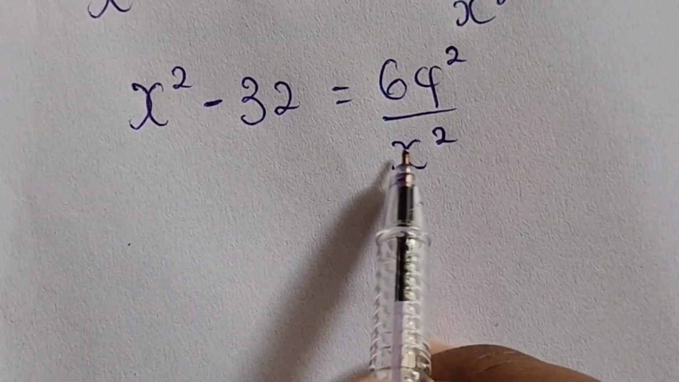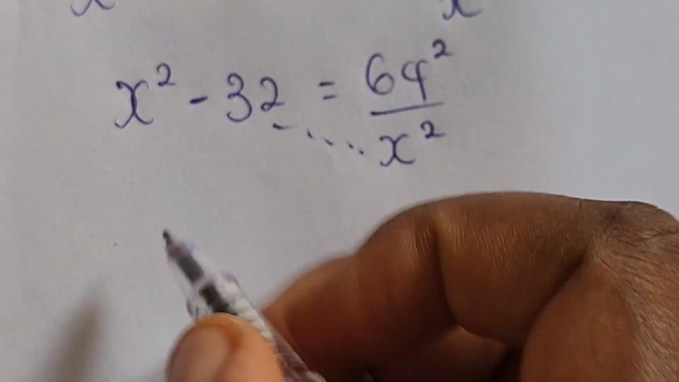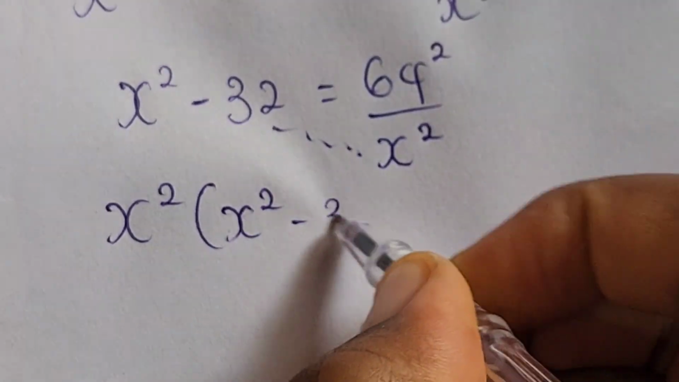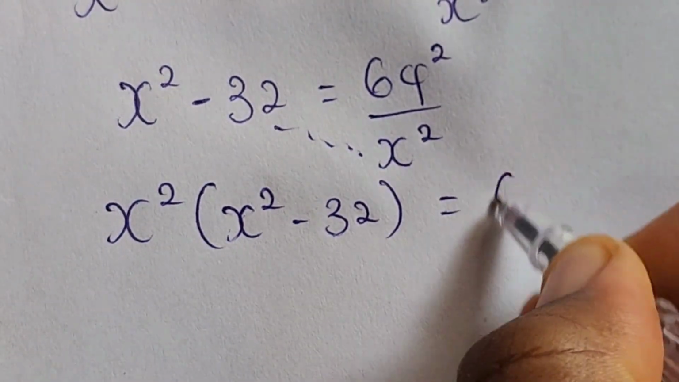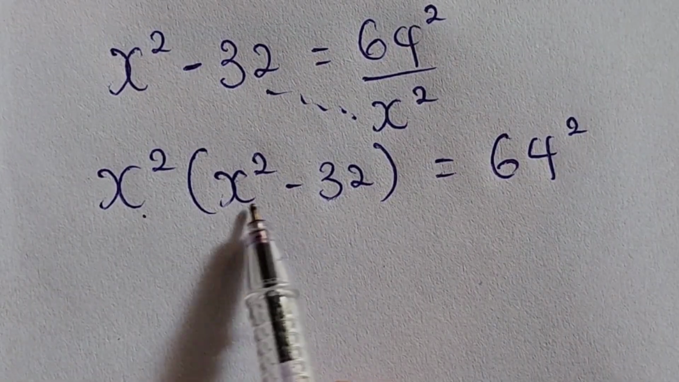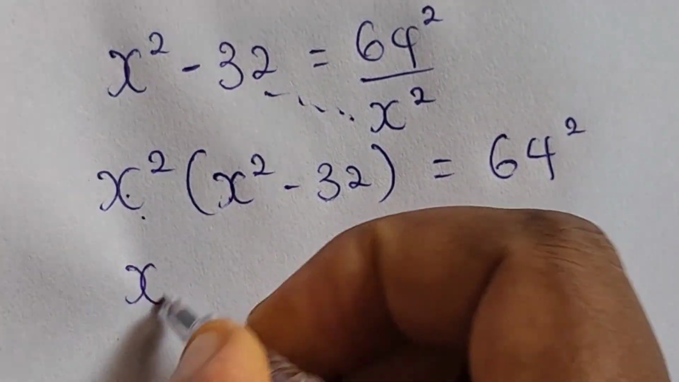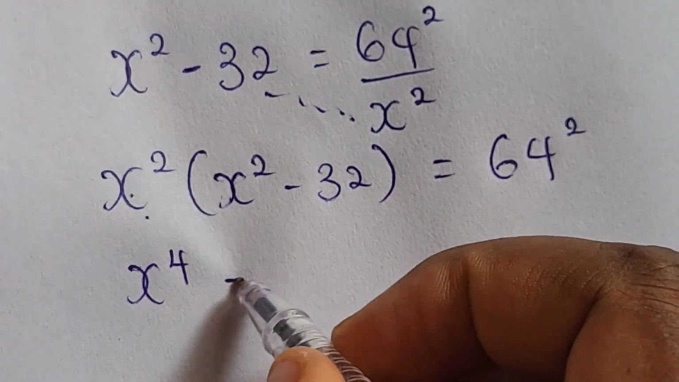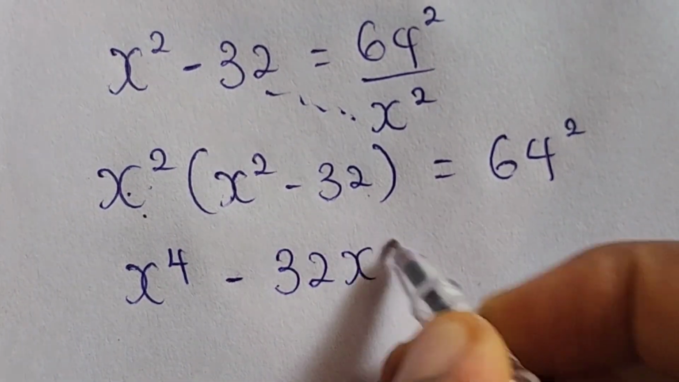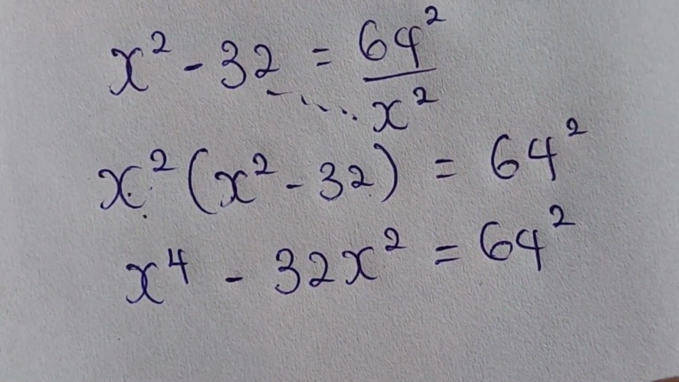So from here we can cross multiply to have x squared times x squared minus 32 is equal to 64 to the power of 2. So when we open up this bracket, this times this, we have x to the power of 4 minus, we have x squared times this, we have 32x squared, which is equal to 64 to the power of 2.